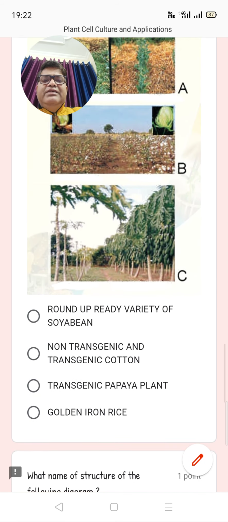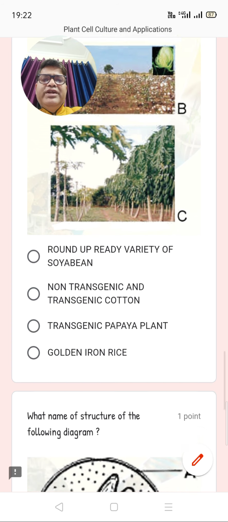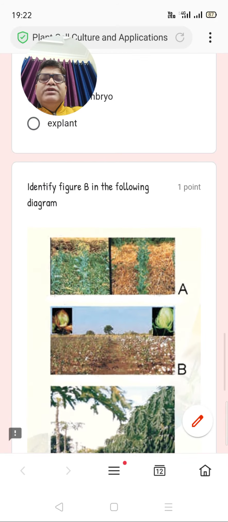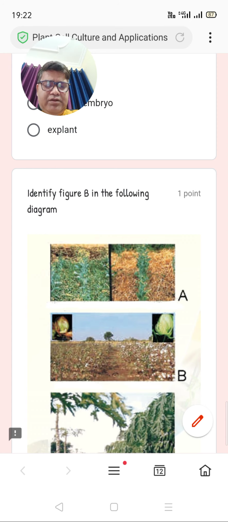Yes. Non-transgenic and transgenic cottons, transgenic papaya plant, golden iron rice. Okay. So if you observe, I am asking to identify the diagram in B. If you observe the boll, so boll is generally present in case of cottons. Okay. So you know BT cotton.